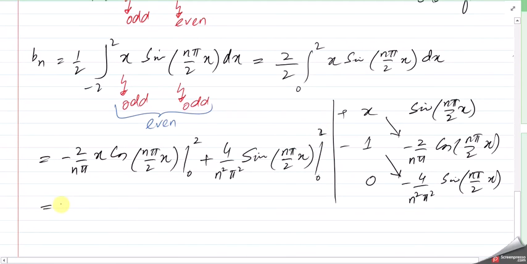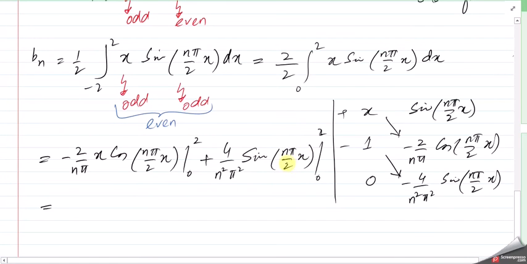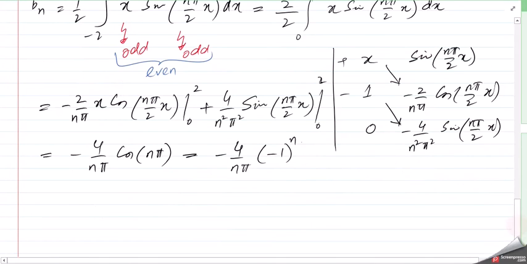I'll write the answer directly. I hope you can get the rest of the steps very easily. The final answer is, this part goes to 0, because sine of n pi goes to 0, sine of 0 goes to 0. From this part we will get one term, because this x goes to 0 will go 0, and we will get minus 4 over n pi cos of n pi, which we can write as minus 1 power n if we would like to.